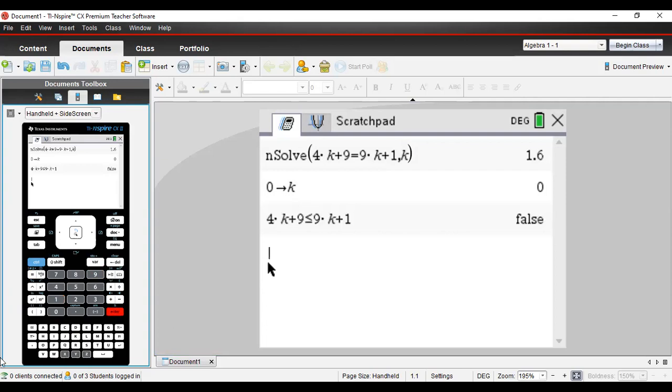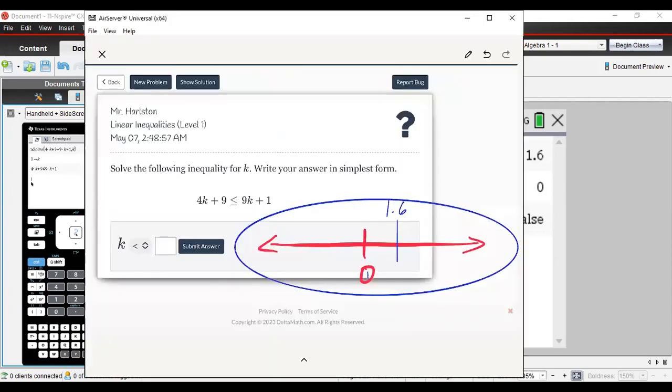So when we go back to our number line, you can see that this is not in the solution. So we're going this way. So it's going to be K is greater than or equal to 1.6. That would be our answer.